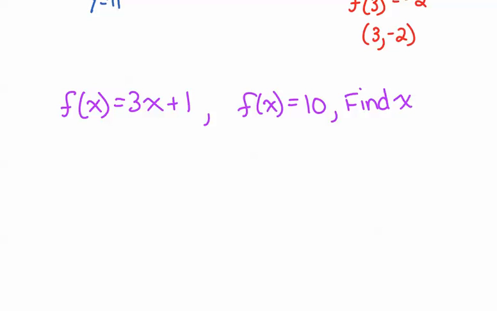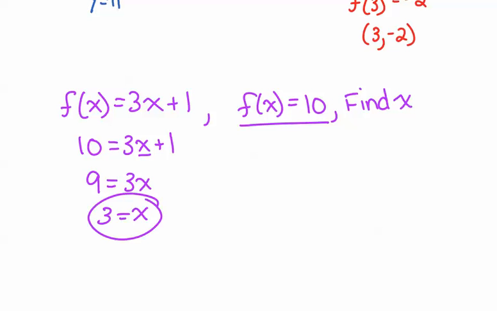Find x. Okay, so now I know f of x is equal to 10, so I can set that equal to 10, 3x plus 1, and now I'm just trying to isolate x. So I'll move the 1 over, so I get 9, divide by 3, and I get x equals 3. Alright, and that's function notation.